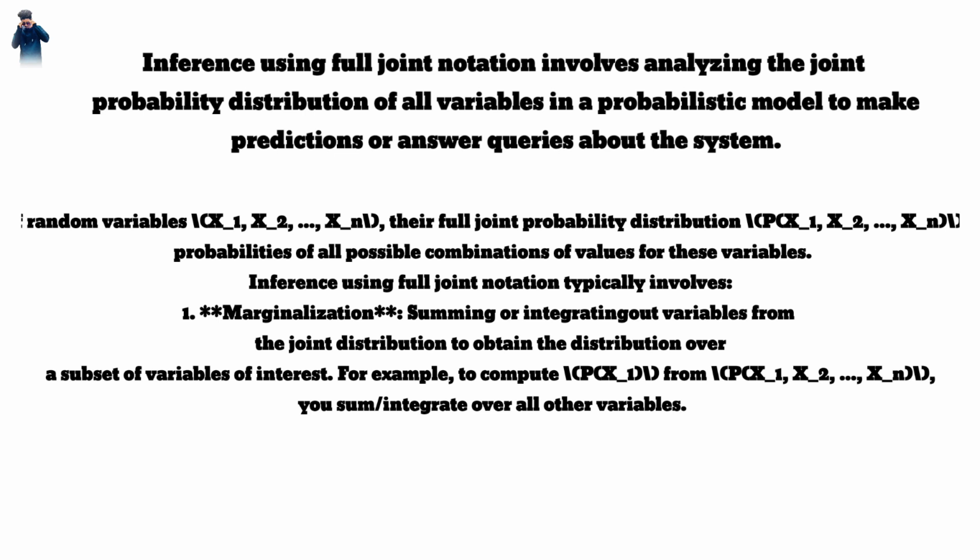Inference using full joint notation typically involves: 1. Marginalization, summing or integrating out variables from the joint distribution to obtain the distribution over a subset of variables of interest. For example, to compute P(x_1) from P(x_1, x_2, ..., x_n), you sum or integrate over all other variables.